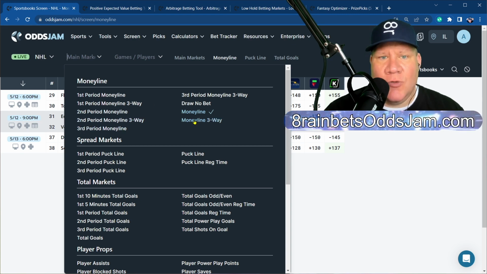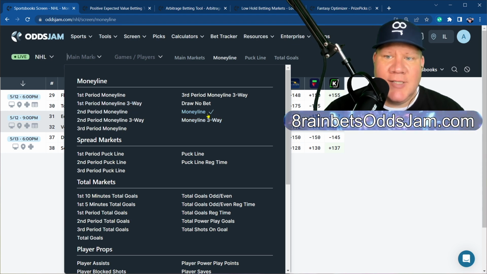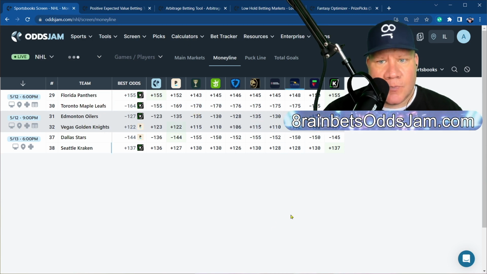When you see these three-way money lines, what that means is that you have a winner. You can bet one team to win, you can bet the other team to win, or you can bet the tie. And so the tie is separated out. In typical money line bets, non-three-way money line bets, a tie is a push, or you get your original wager back, but you don't win anything. Okay? So let's take a look at money line bets for the NHL.